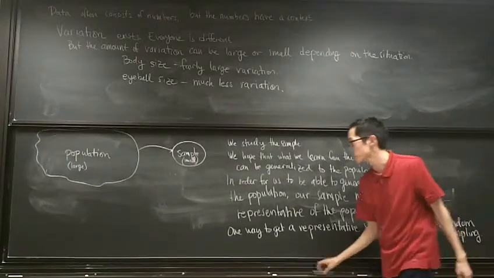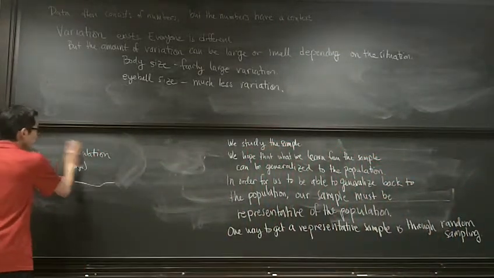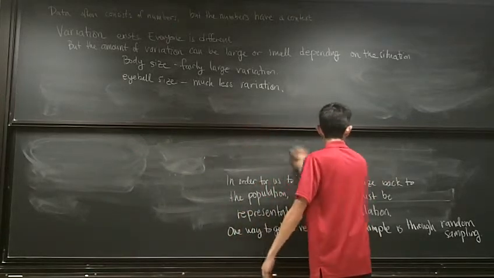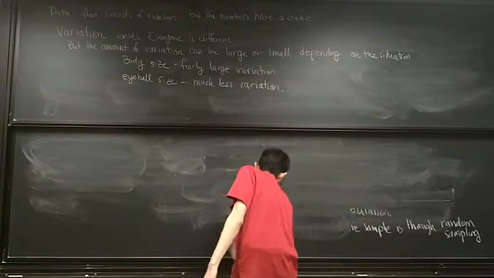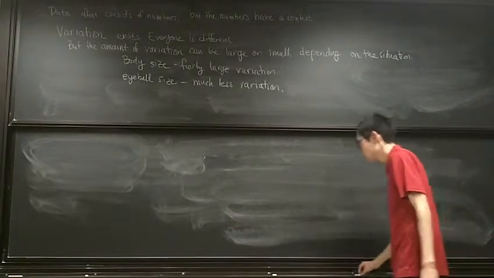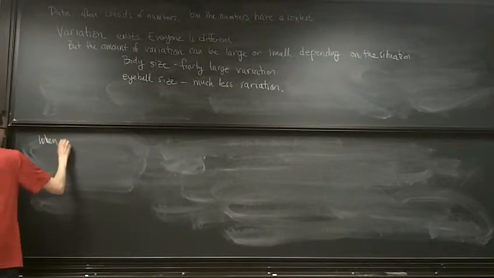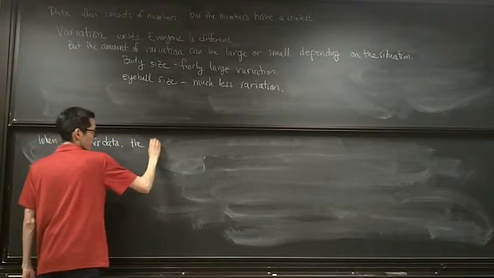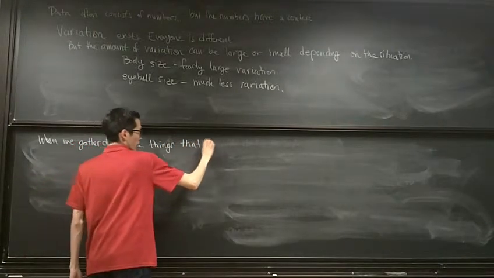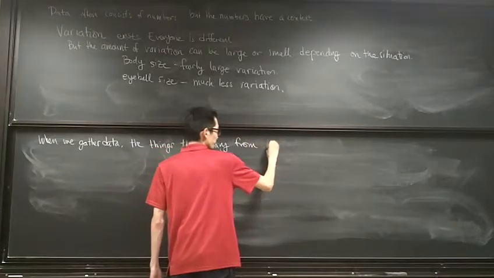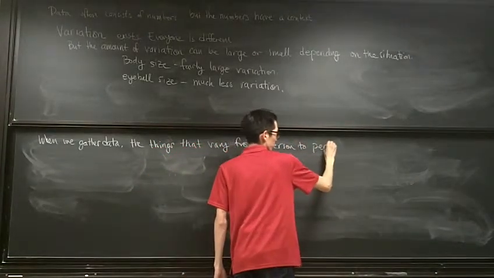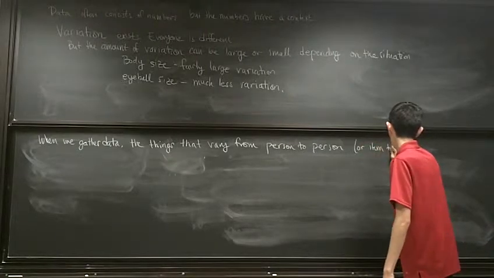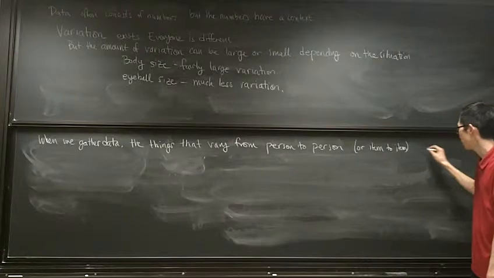Okay. We've got two types of variables. When we gather data, we say the things that are different from person to person, or item to item, whatever it is that you're comparing, okay? Things that vary are called variables.